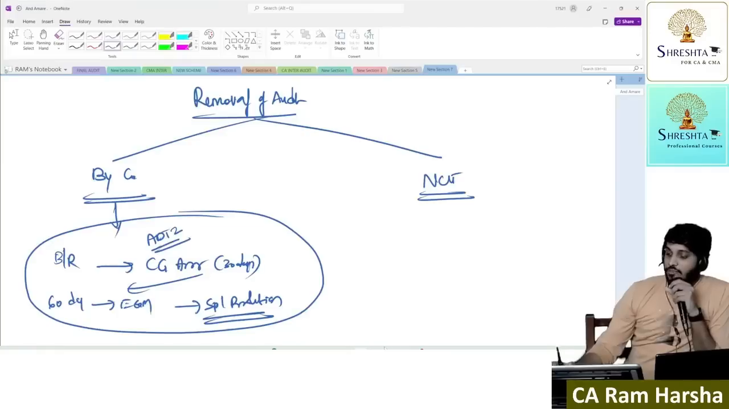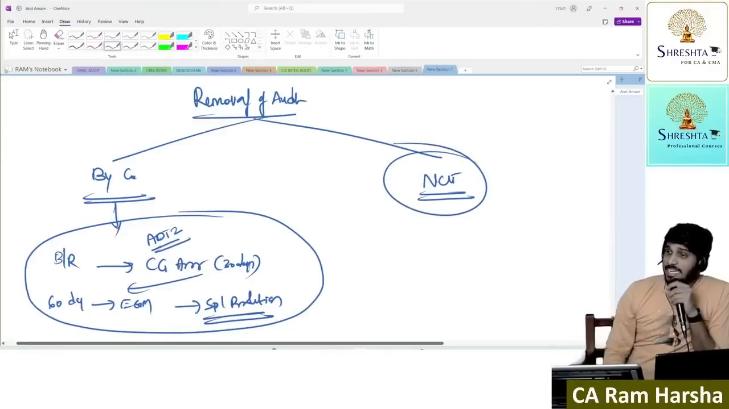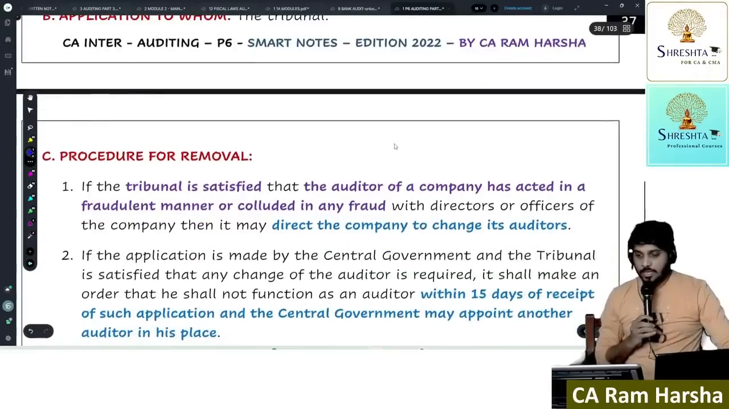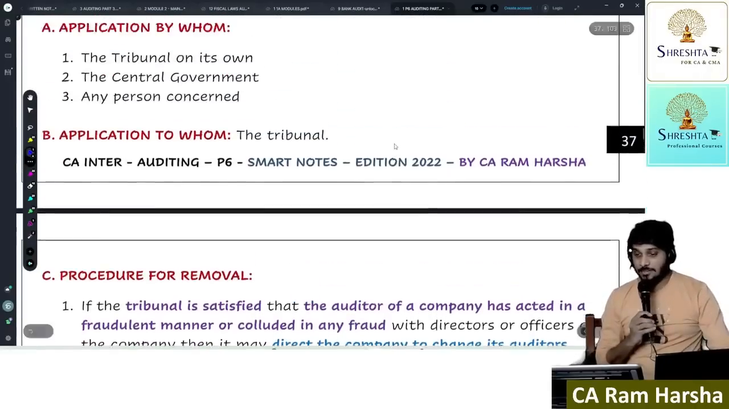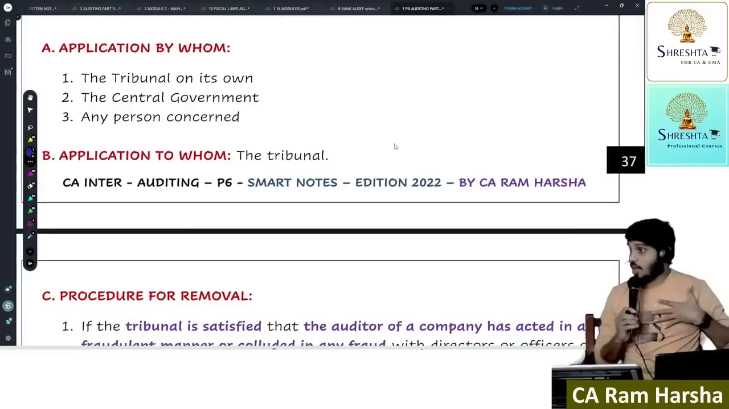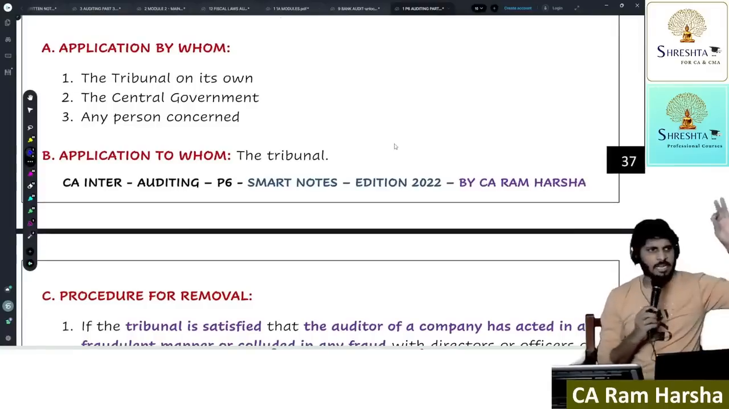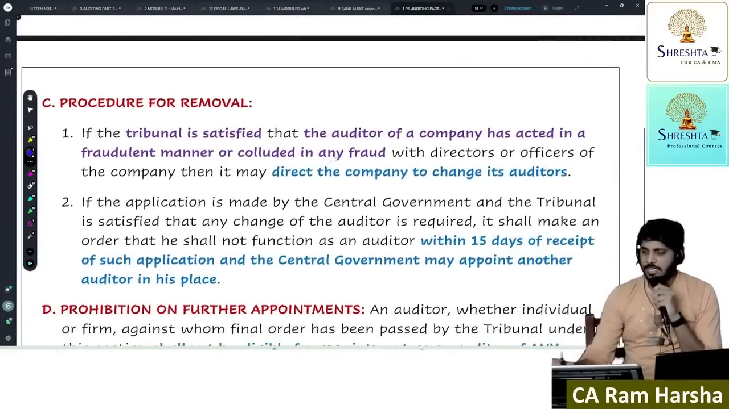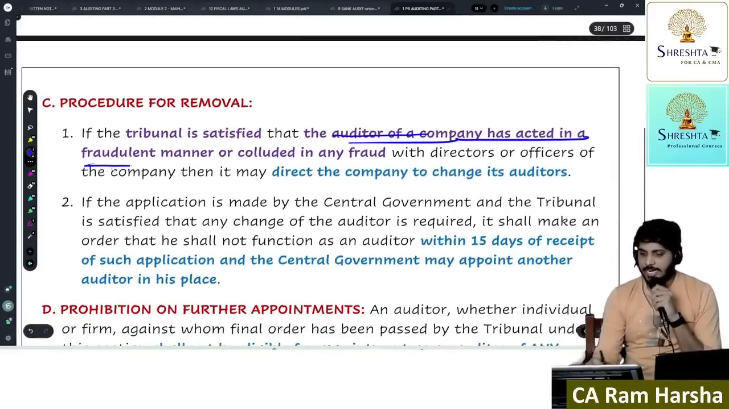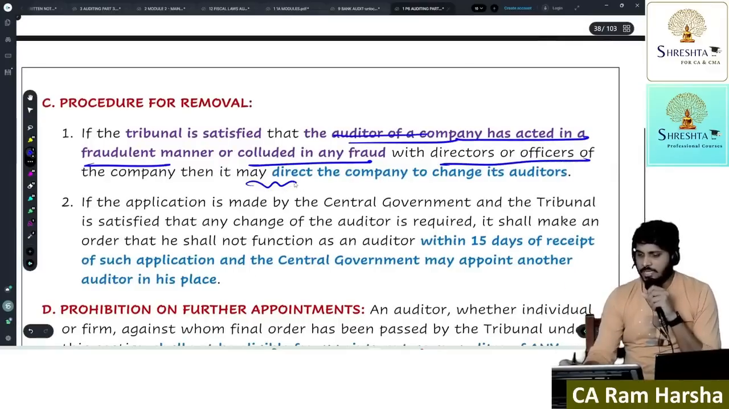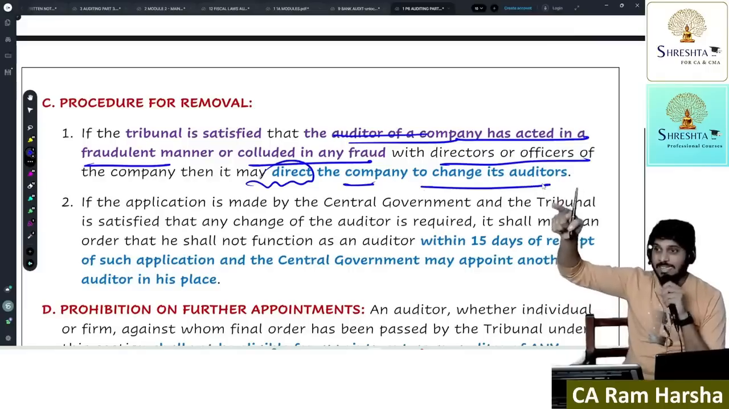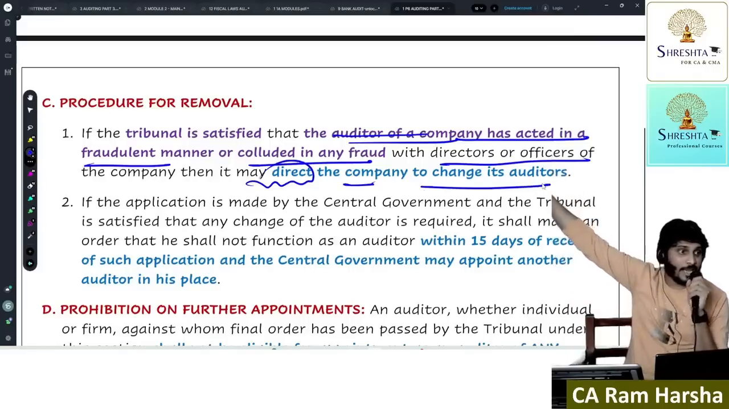Next, removal of auditor by NCLT. When will NCLT remove the auditor? If NCLT receives an application, either the tribunal on its own, or the central government, or some aggrieved party. What application? That the auditor of a company has acted in a fraudulent manner, colluded with the directors and officers, and cheated the public. Then the tribunal will direct the company to change the auditor. That means a casual vacancy has arisen. The company will appoint another auditor.